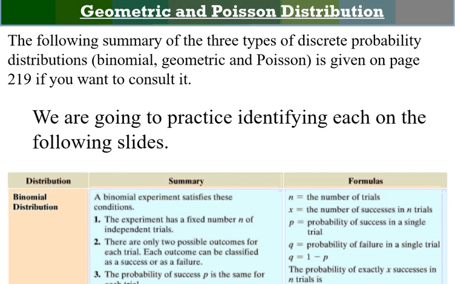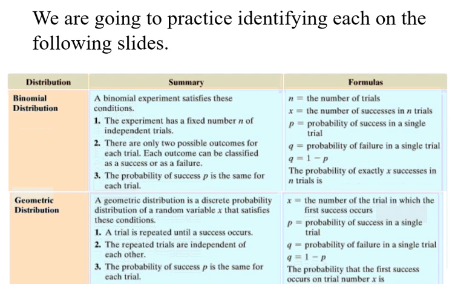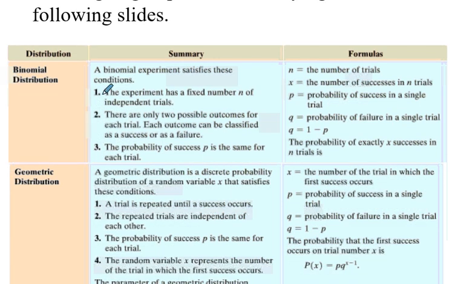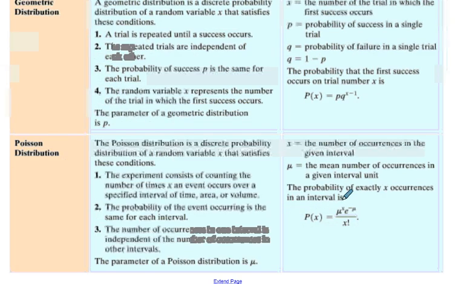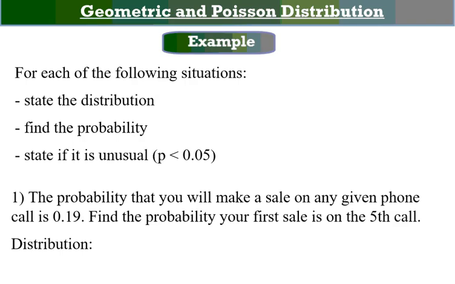And those are all the distributions that we look at in this section. The following summary of the 3 types of discrete probability distributions, a binomial, a geometric, and a Poisson, are given on page 219. We're going to practice identifying each of the following situations, but if you want to look through page 219, they describe when each of these is going to occur, what the notation is for the variables in those formulas, and then they provide the formulas if needed. So you can maybe consult that if you'd like. We're going to look through some examples.